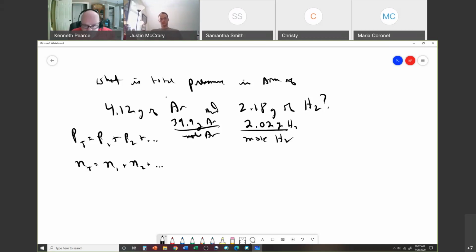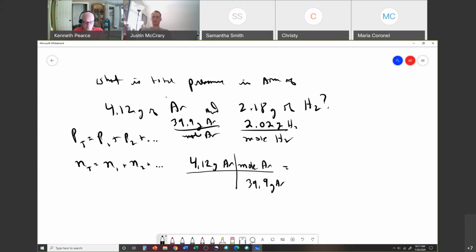So I have these, and so I can easily get the number of moles from each of these. Let's go ahead and do that. So I say 4.12 grams argon. Draw a line, draw another line. One thing that we should be really good at by this point is being able to cancel units, because that's really all the whole semester has been about. And so we say a mole argon is 39.9 grams argon.